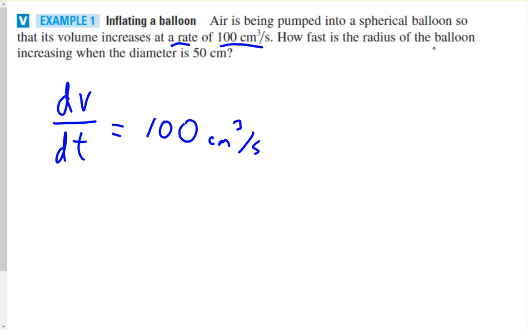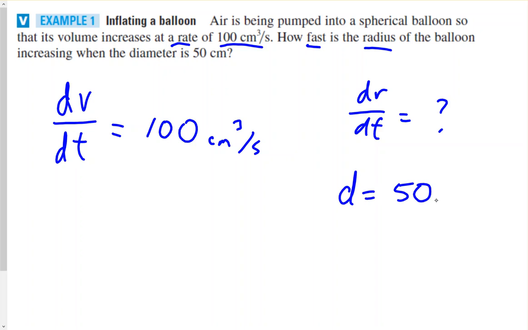How fast is the radius of the balloon increasing? That's another rate, so that's going to be dr/dt. That's what we'll be looking for when the diameter is 50. So d is 50. Now if the diameter is 50, we take half of that to get the radius, which will be 25.